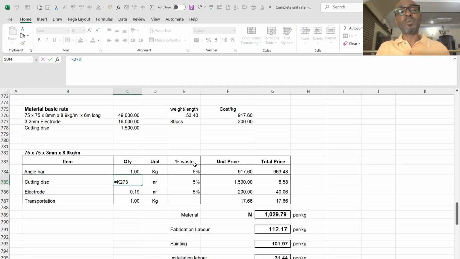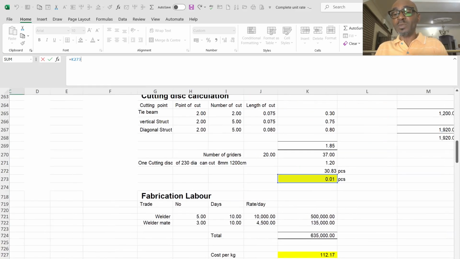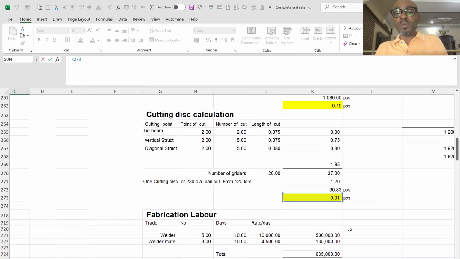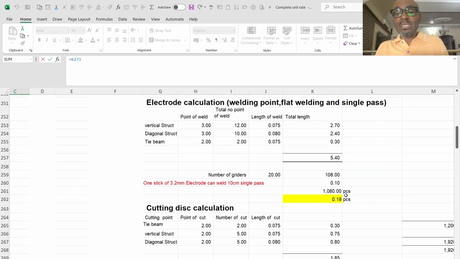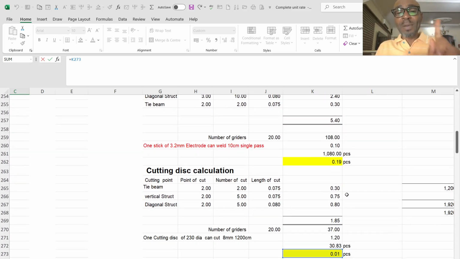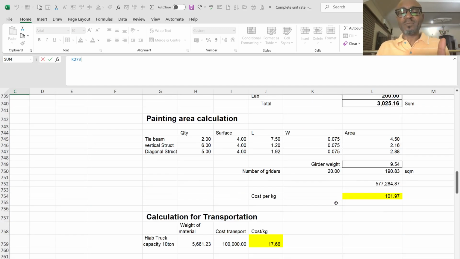These are all links from all the computation we have done in the analysis. For the cutting disc, I need 0.01 piece per kg. For the electrode, it is 0.19 piece per kg. For the fabrication, the cost you need is 112 naira 17 kobo per kg.